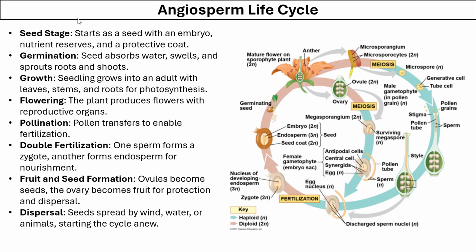The life cycle of angiosperm starts with a seed. A seed germinates to form the whole plant. The plants have an elaborate leaf, shoot, and root system, and plants also have flowers, which are the main reproductive organs. Then, through the process of pollination, the pollen is transferred to the female organ for fertilization.